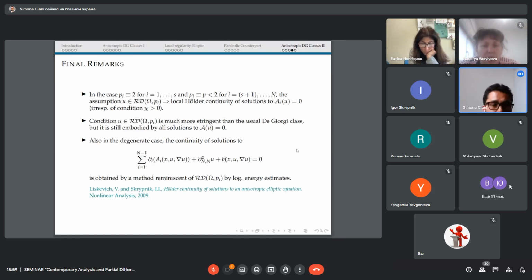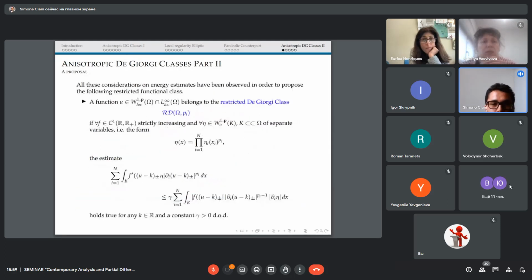So that's why this class of function is somehow enhancing all the previous ones, and it's fixing that missing information that the anisotropic de Giorgi class had. We pay the price of having a restricted, smaller class of functions, but we fix somehow the lack of information given by the inhomogeneity of the Caccioppoli estimates only.